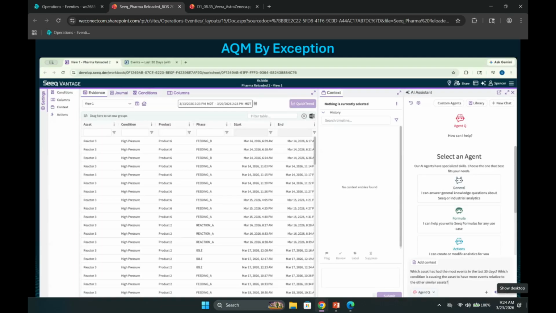And so what does this actually look like from how we interact with Seeq in this way? I'm going to walk through a quick video and just show you some of the capabilities of how AQM by exception actually works.